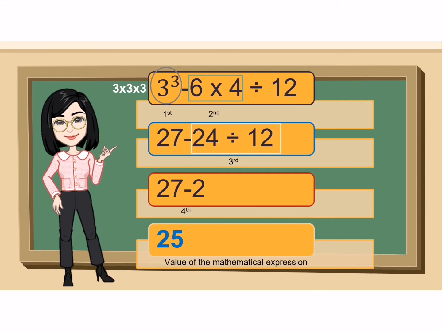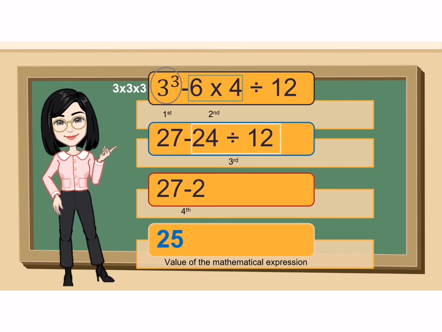What we should do first is to operate the exponent because we do not have any operations inside a parenthesis. So, 3 to the third power is equal to 27 because we have to multiply 3 by itself 3 times in order to solve the answer of 27. So, 3 times 3 is equal to 9 and 9 times 3 is equal to 27.